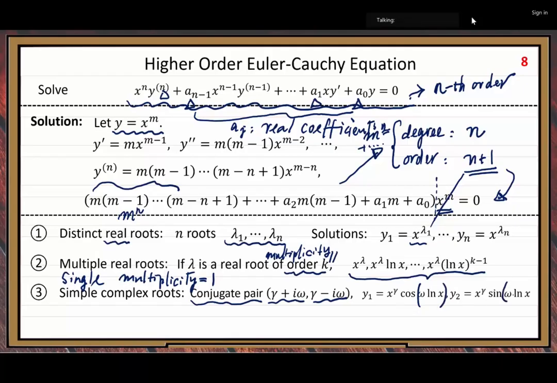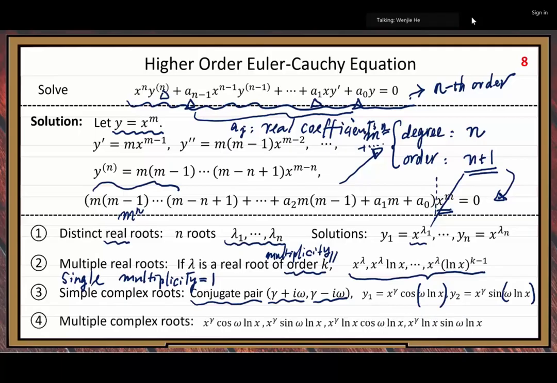Otherwise, you may treat it as cosine x times natural log of x. Then you get confused. So omega times natural log x should be inside the parenthesis. Then multiple roots: with multiple roots, you have multiple pairs.